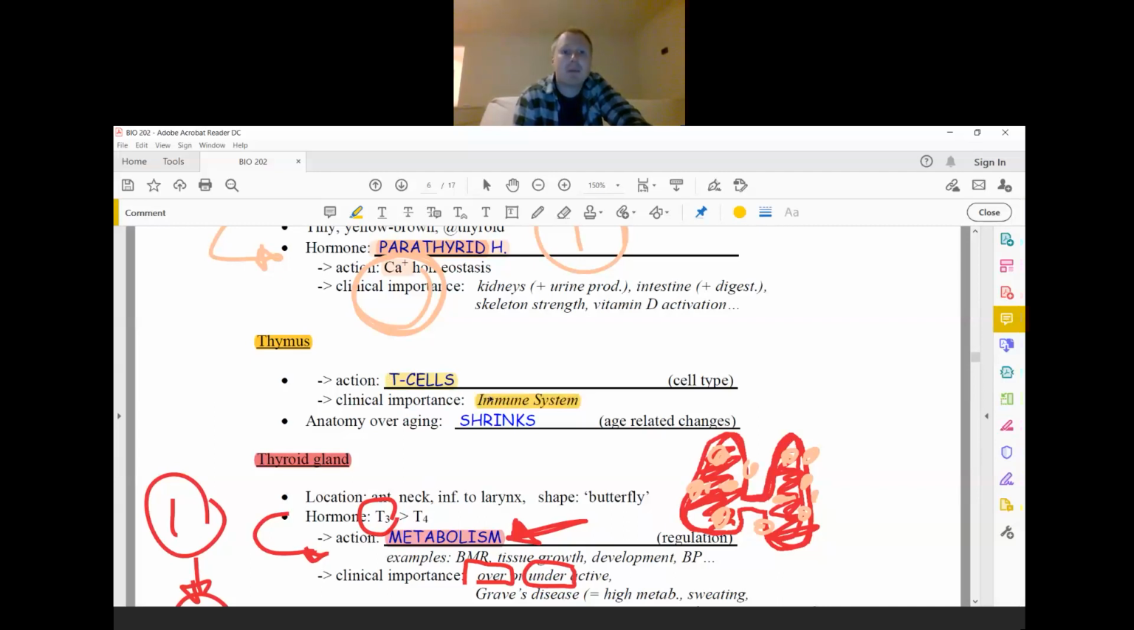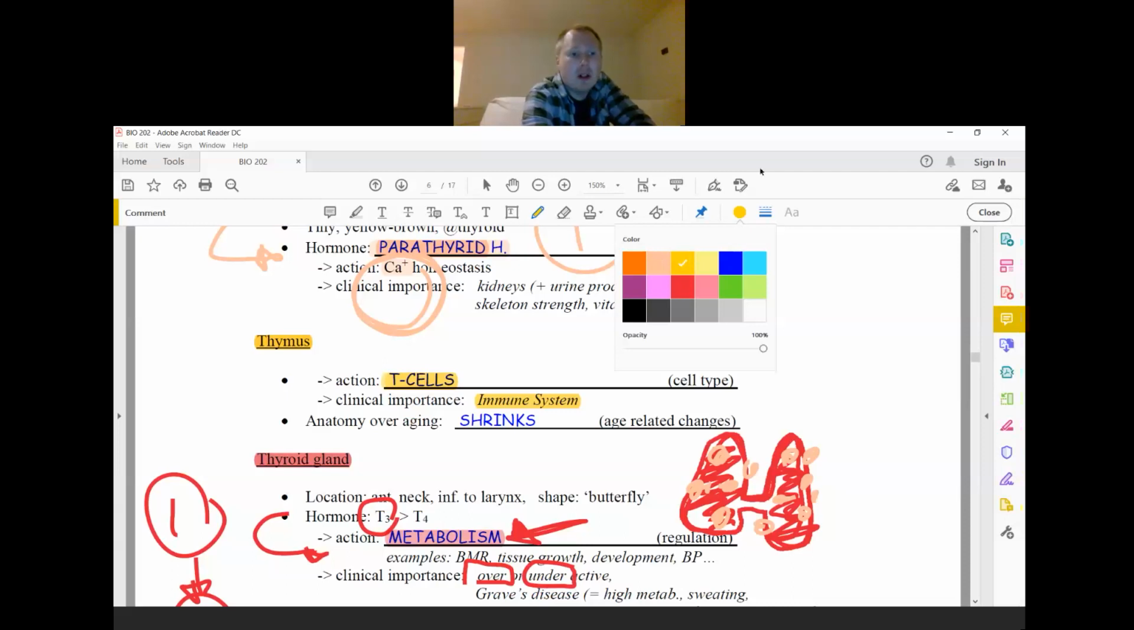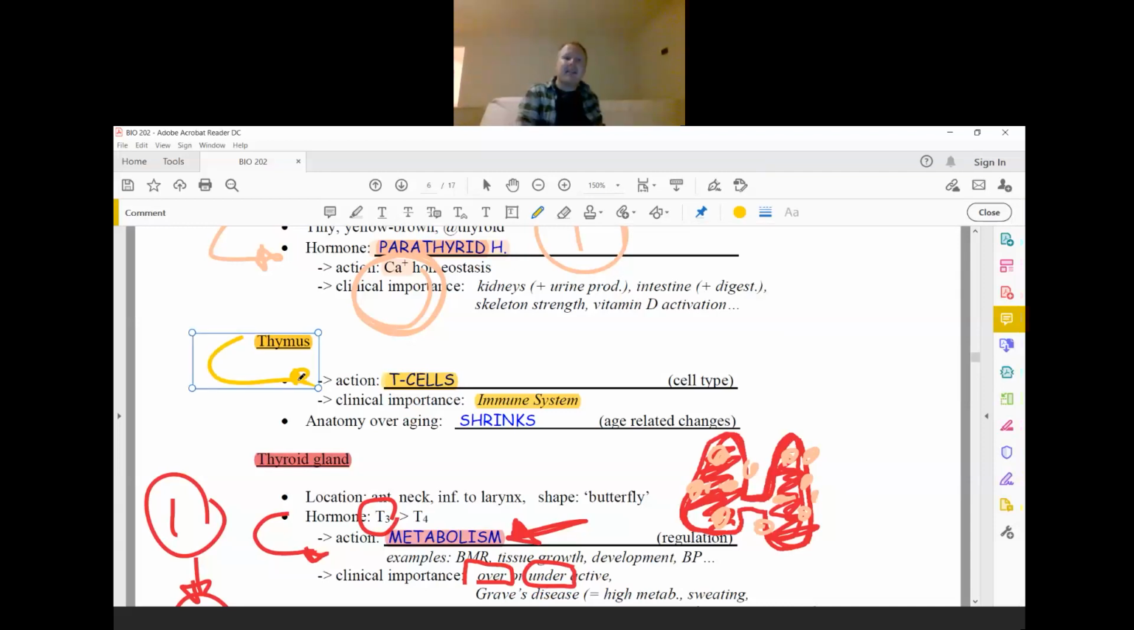So we will talk about the immune system later on as a separate chapter on its own. But at this point, I want you to know that it is the T cells that go to mature within the thymus. And these T cells are important cells when we are going to be looking at the immune system.